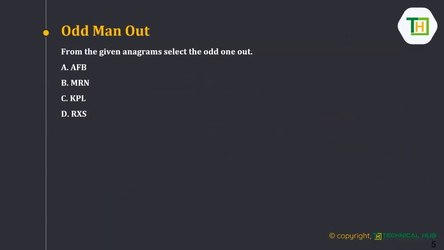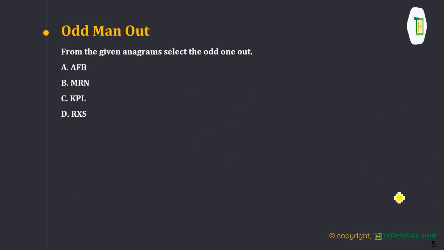Odd man out means what? Find the given anagram, select the odd one out. Odd one out means three are following a particular same pattern and the remaining one is completely different. So choose that one.